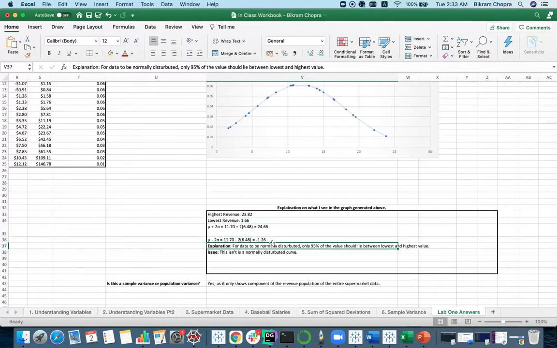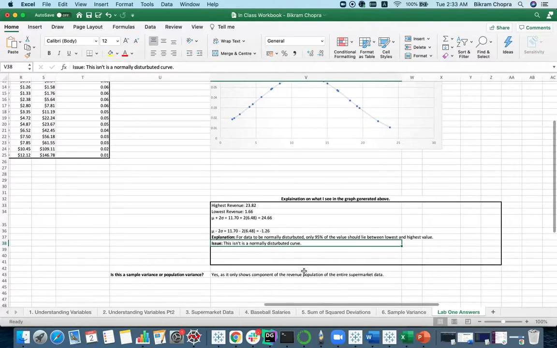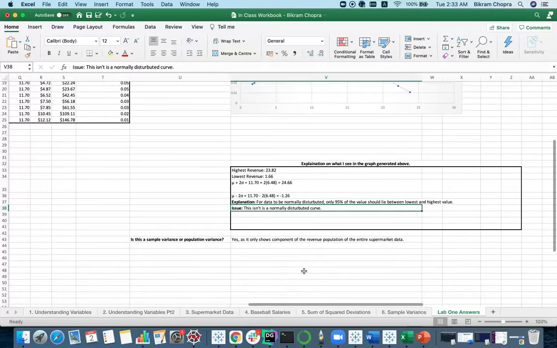So, as per the explanation that I have provided earlier, for data to be normally distributed, only 95% of values should be between the lowest and highest value. But all the values are between this second sigma standard deviation. Hence, this isn't a normally distributed curve. So this is the issue that I had stated here.